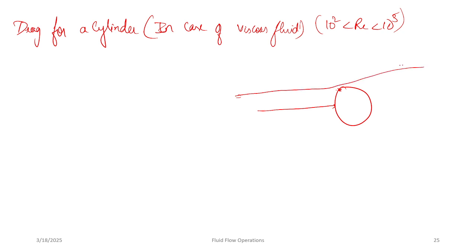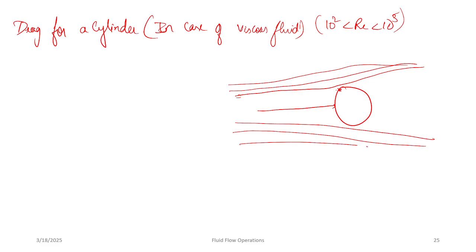So this will start to separate around this point. Okay, and you can also see clear eddies that are being formed at the back. This arrangement of vortices is also called the Karman vortex sheet. Okay, so it looks something like this.